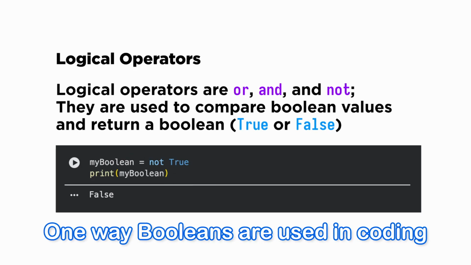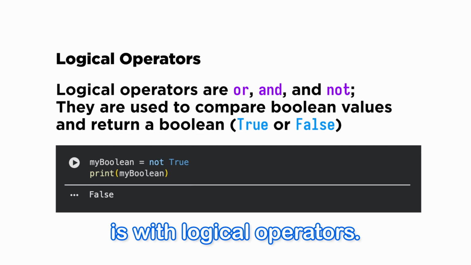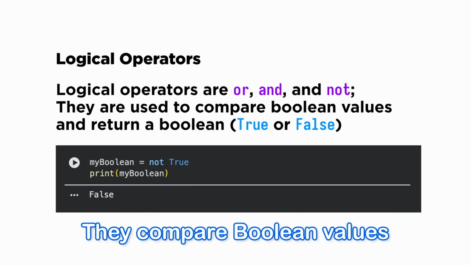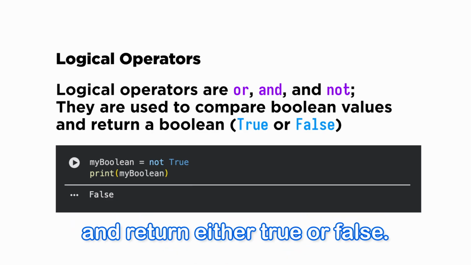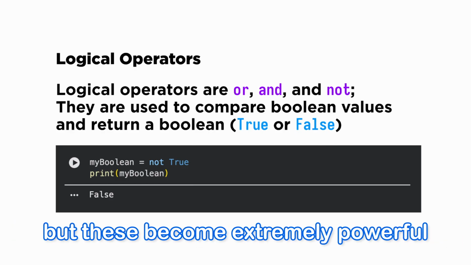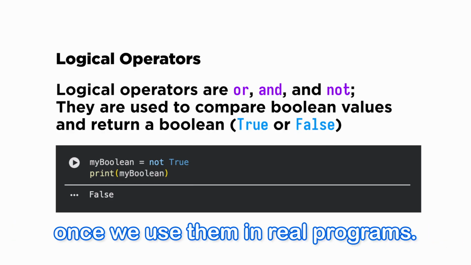One way Booleans are used in coding is with logical operators. Logical operators are the words and, or, and not. They compare Boolean values and return either true or false. Right now, this might not seem that exciting, but these become extremely powerful once we use them in real programs.